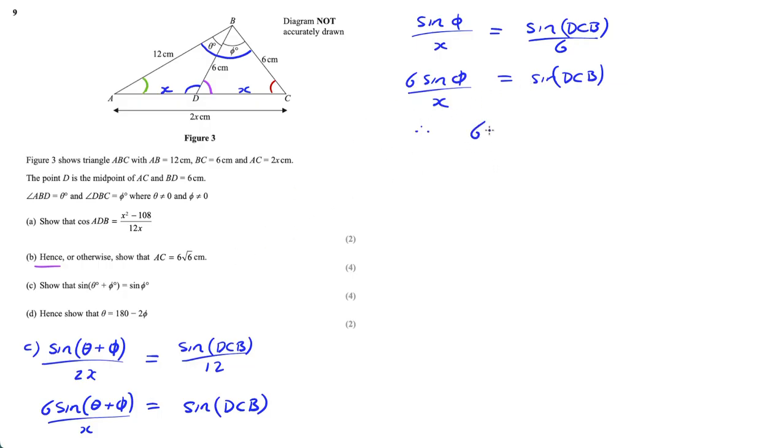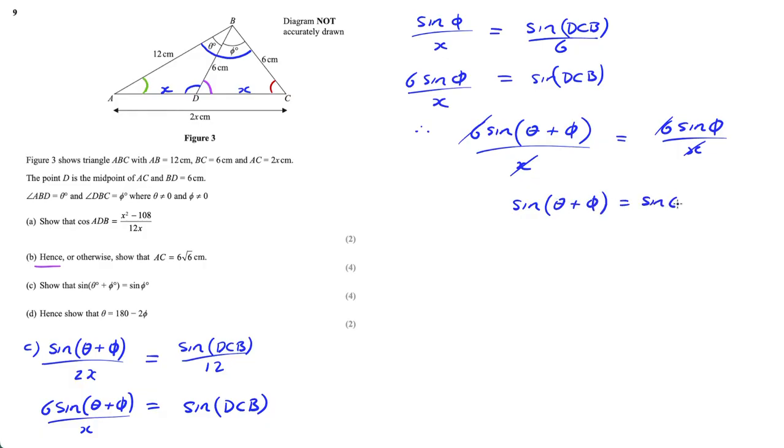So I can say 6 sine (theta plus phi) over x, that's this guy here, equals 6 sine phi over x, that's this guy here. Multiply across by the x, that cancels, divide across by 6, that cancels, and we're left with sine (theta plus phi) equals sine phi, which is what we wanted.